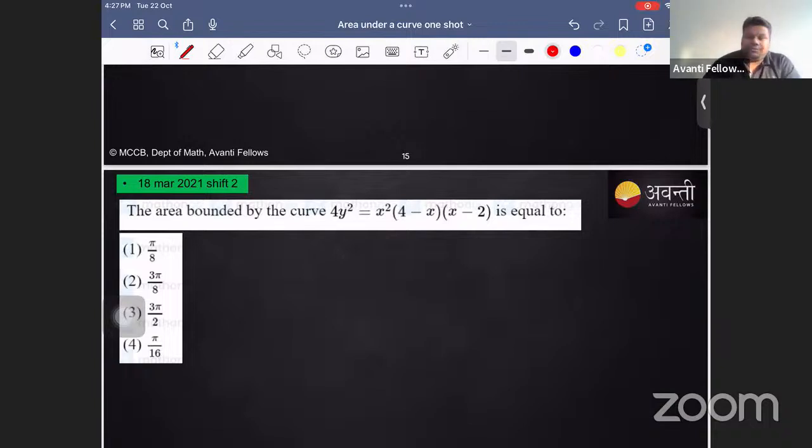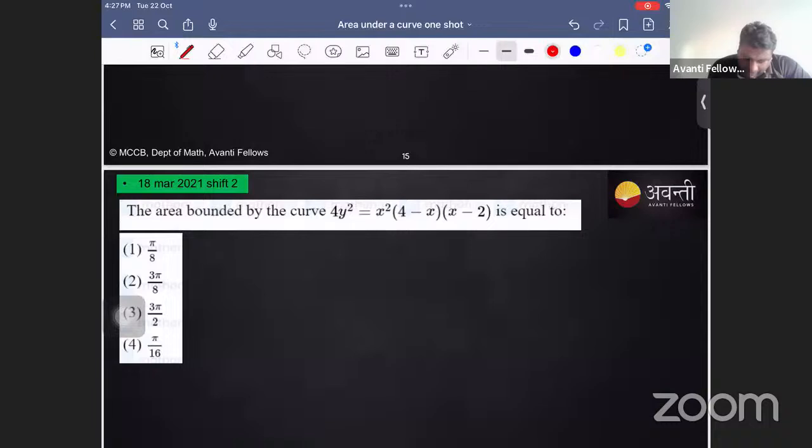Well, now let's do. Three people answered. All three answered C. And I think C is the correct answer. See, the question is this. 4y square is x square into (4 minus x)(x minus 2).